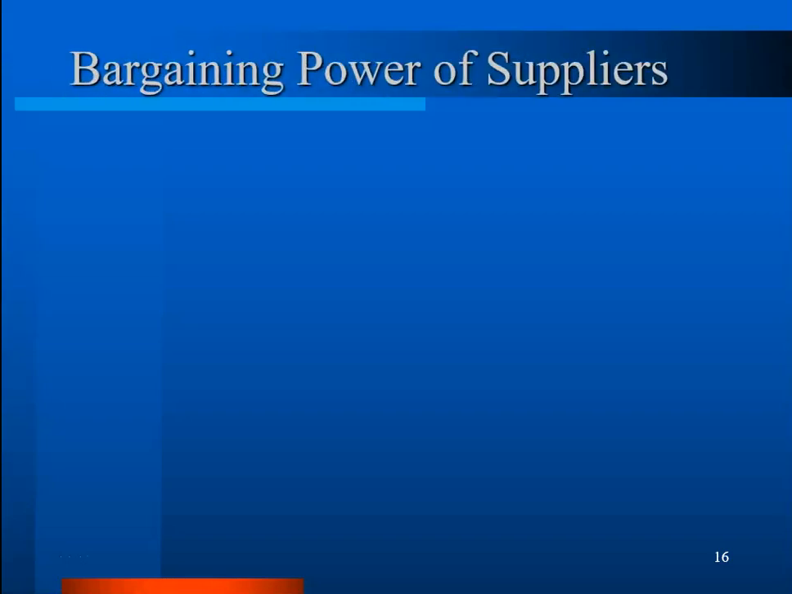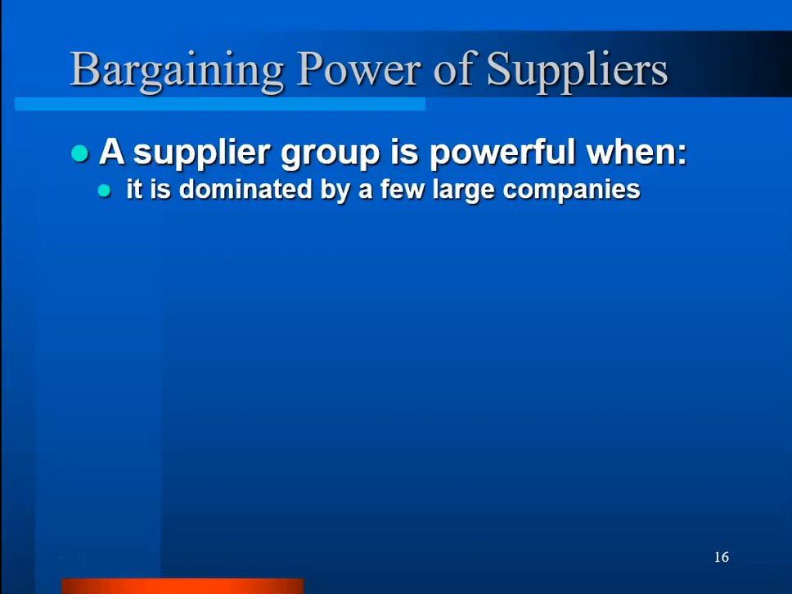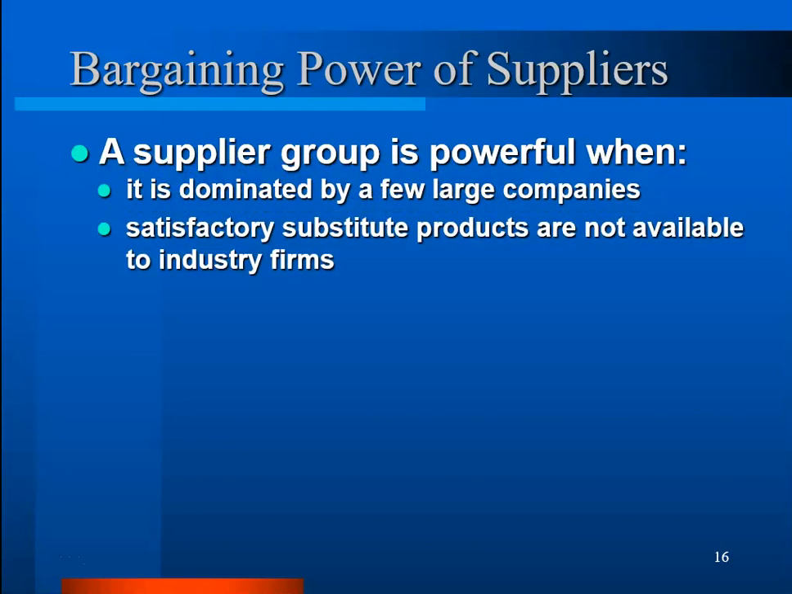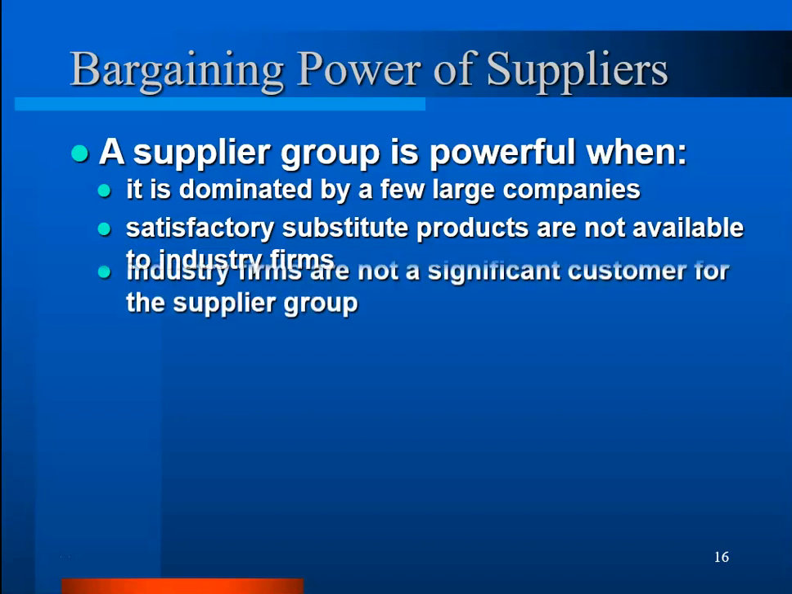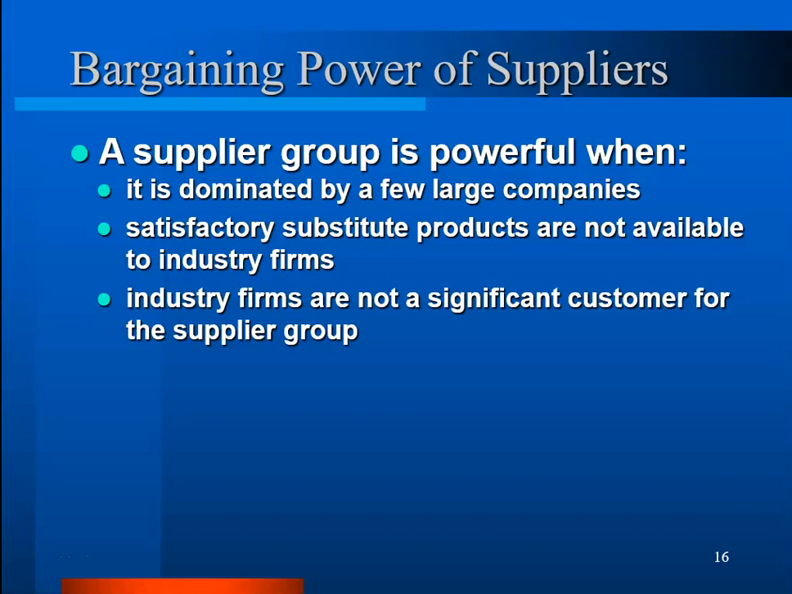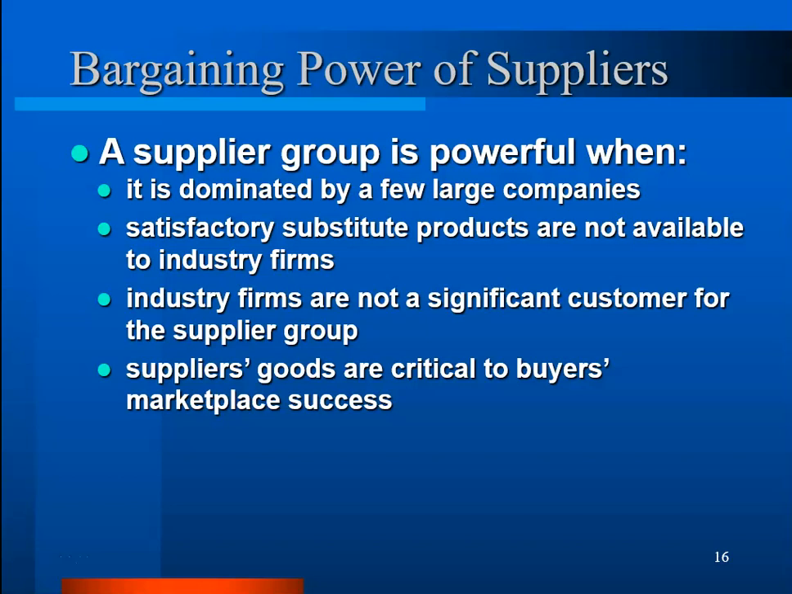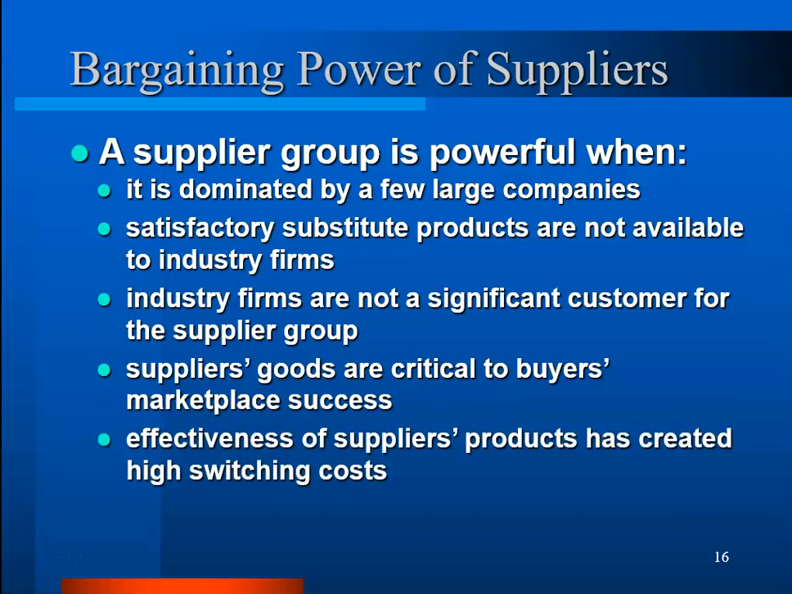Then we have the bargaining power of suppliers, and this measures how much a supplier of materials is able to restrict the company's business strategy. Suppliers are powerful when it is dominated by a few large companies. Satisfactory substitute products are not available to industry firms. Industry firms are not significant customer for the supplier group, and suppliers' goods are critical to buyers' marketplace success. Also, effectiveness of supplier products has created high switching costs. So in a nutshell, what this is saying, if there are only a few suppliers of the raw materials that you need to produce your product, then they have a lot of power over you, and you may very well have to deal with high prices and that kind of a thing. So you have to look at how a supplier can take advantage of you or not.